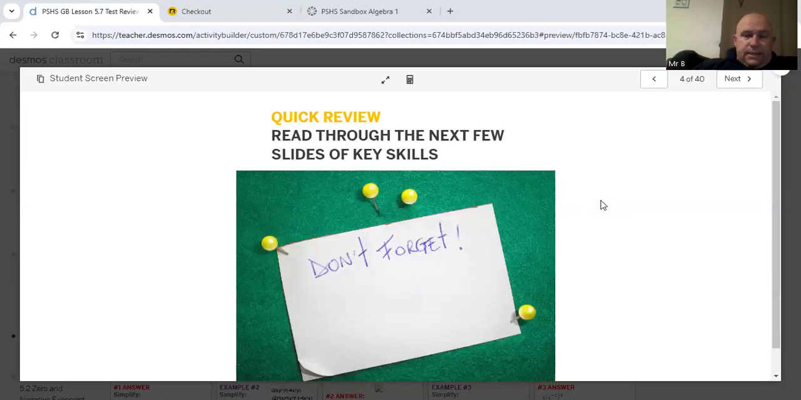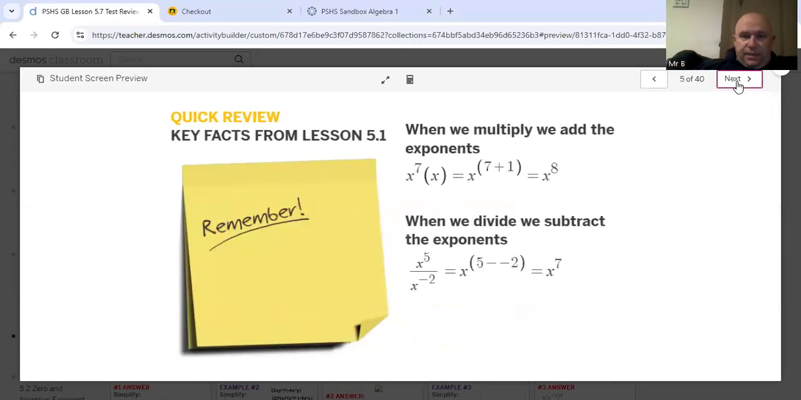All right, this is the test review for Module 5, which is going to look at two things, exponents and radicals. So let's take a quick look at some of the key skills we're going to need for this exponents test. All the way back in lesson 5.1, we looked at when we multiply things together, that we add the exponents together. Remembering if we don't see an exponent, that means it's an exponent of 1.